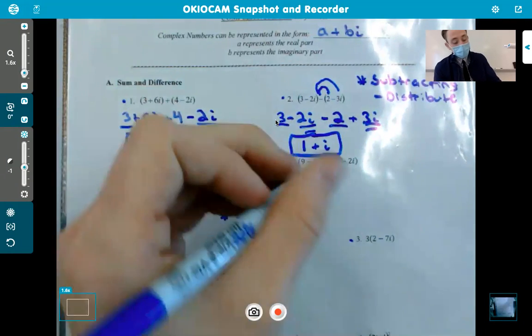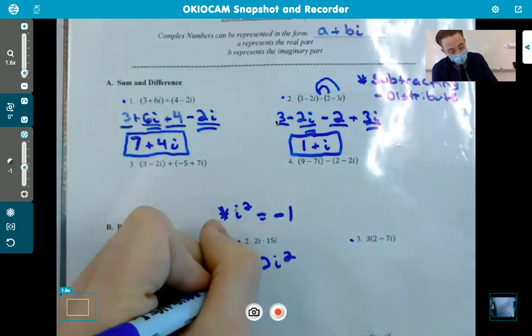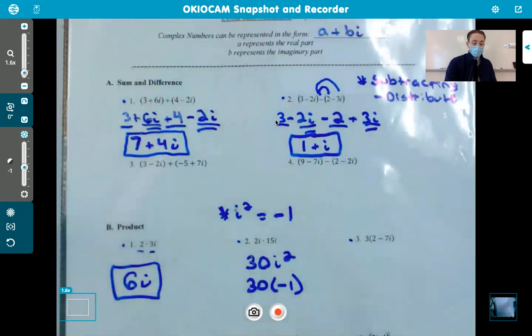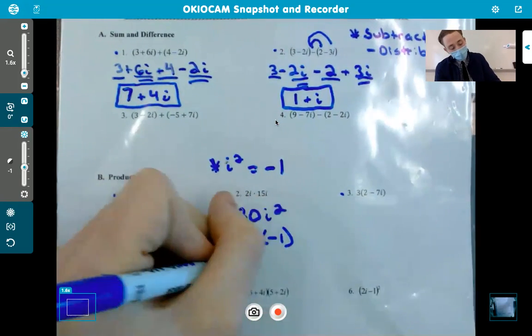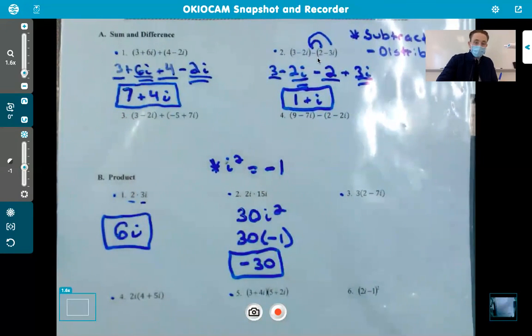It's equal to -1. We don't want to leave any imaginary numbers with exponents. So when that's the case, wherever we see an i squared, we're going to plug in -1. We're just going to substitute that in. So I have 30 times -1, or just -30. So on a homework or a test or quiz, if you were just to leave it as 30i squared, that's not going to be the correct way to simplify this.